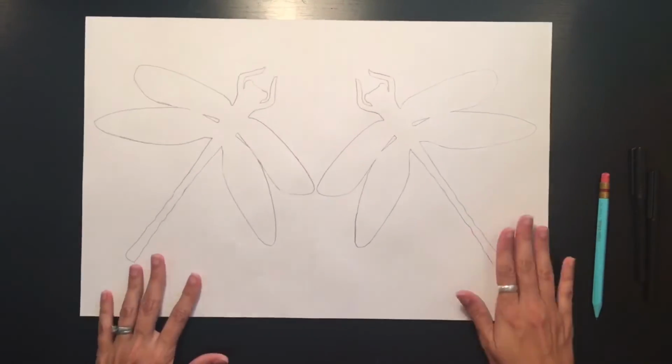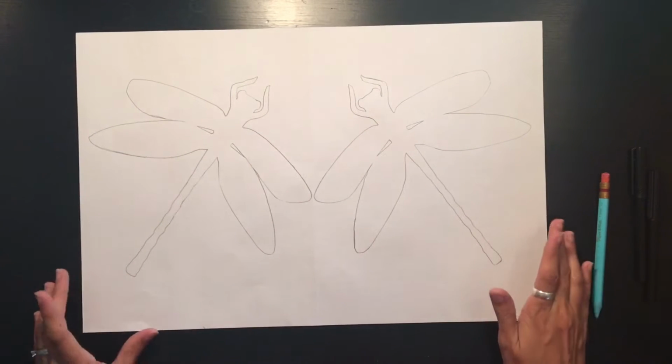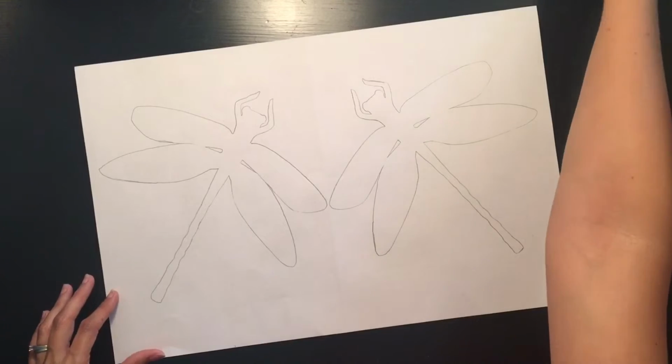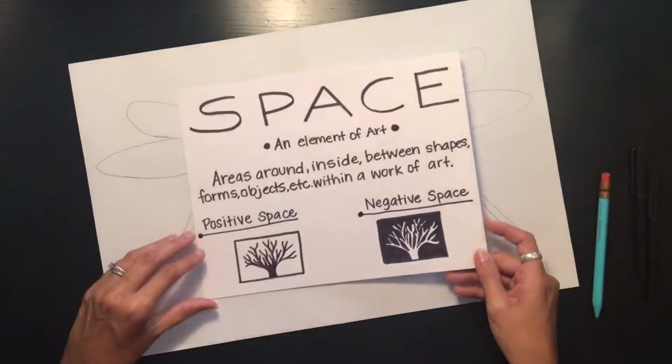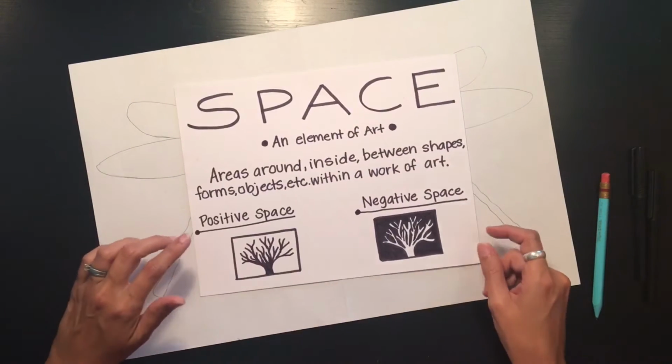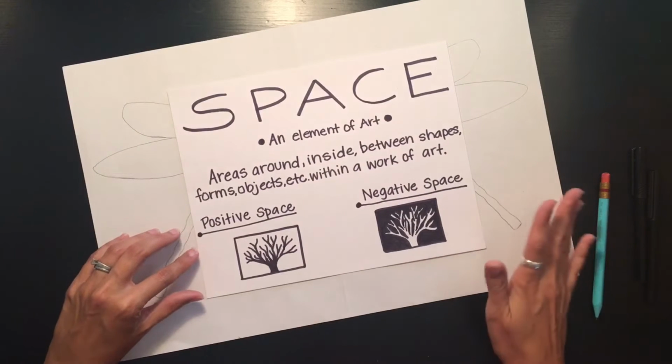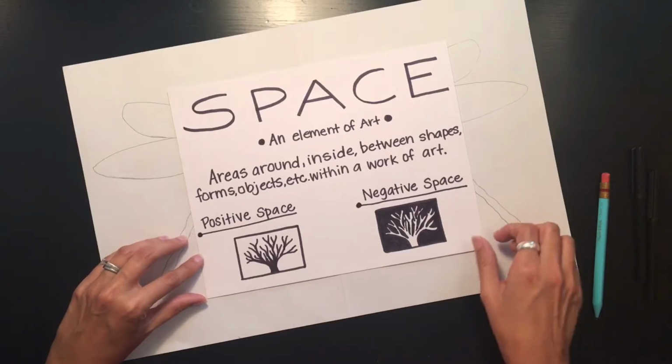I've gone ahead and traced onto the back of my paper my silhouette. And so now it's time to get to the fun part and start adding the Zentangle lines. But before we do that, we have one last thing to consider, and that is space. Space is the area around, inside, between shapes, forms, objects, etc. within a work of art.